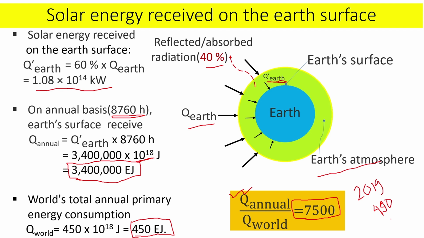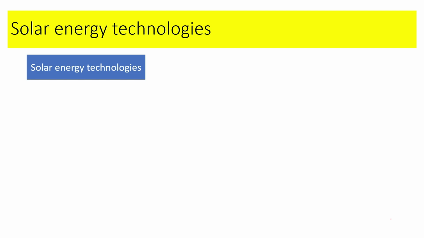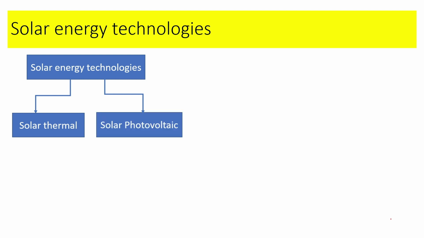So we must tap this solar energy and other renewable forms of energy, right? So we make our earth a much safer place. Okay. So to tap this solar energy, we have so many solar energy technologies. Broadly, we can classify solar energy technologies into two parts: solar thermal and solar photovoltaic.